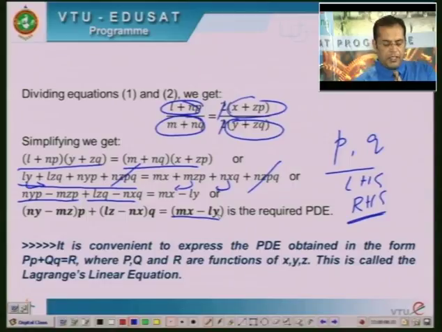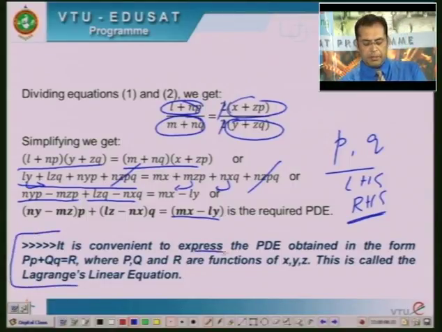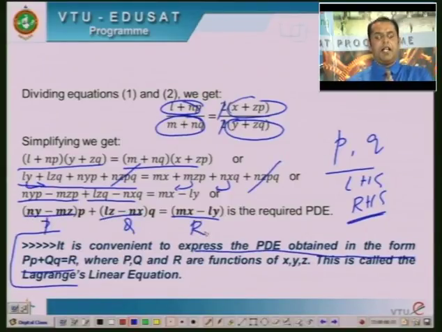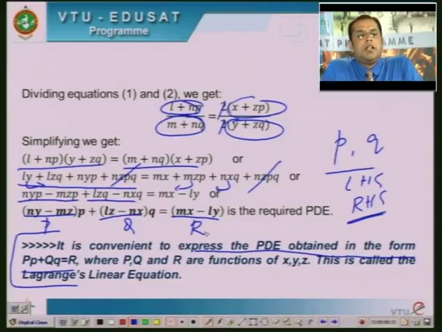Now, there is one observation to be made. It is convenient to express the PDE obtained in the form Pp + Qq = R, like this. So, if you call this as capital P, this as capital Q and this as capital R, it is Pp + Qq = R, where P, Q, R are functions of x, y and z. This is called the Lagrange's linear equation.